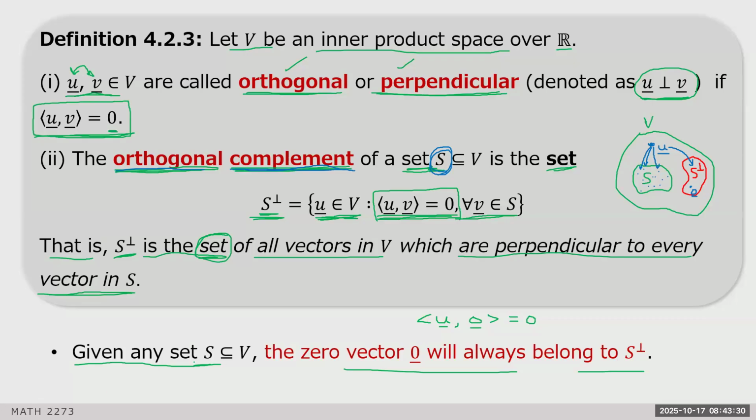Therefore, if you give me any set S, and I'm looking for all the vectors perpendicular to every single thing in S, the zero vector always satisfies that property. So the zero vector is always in the orthogonal complement. The question now is, are there more vectors in there? Are there more vectors in the orthogonal complement?